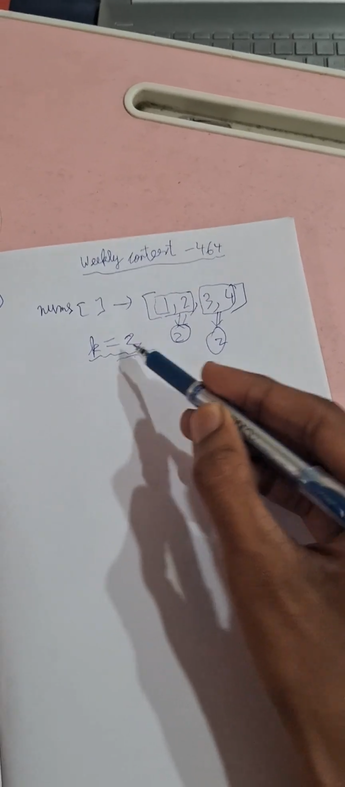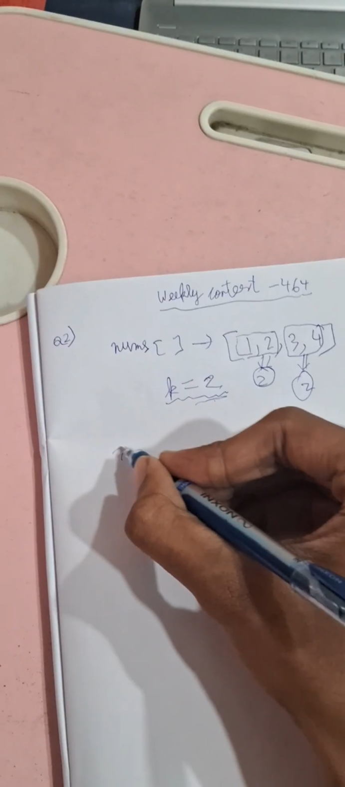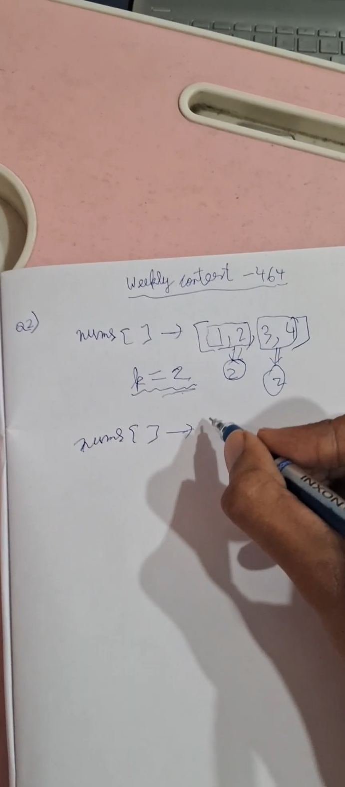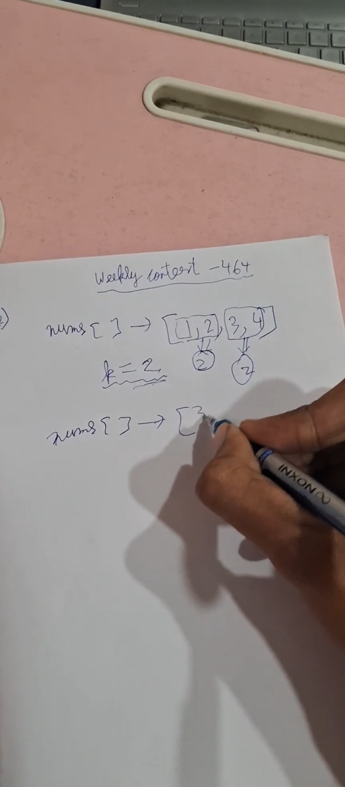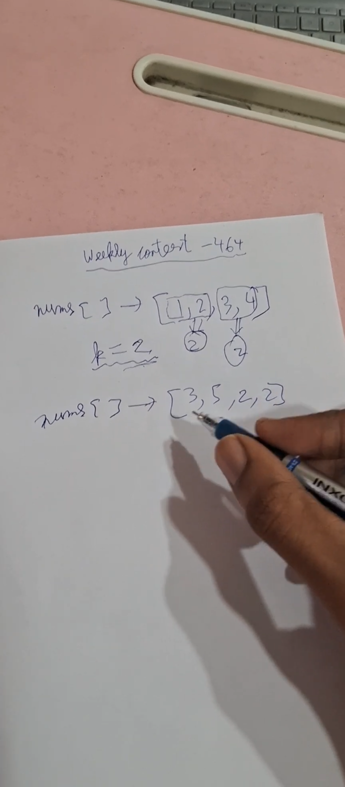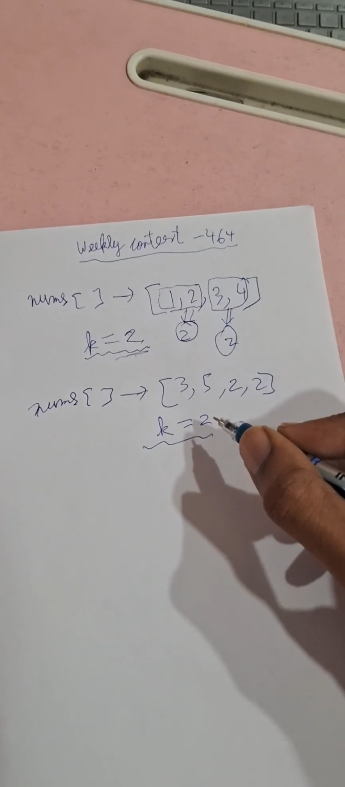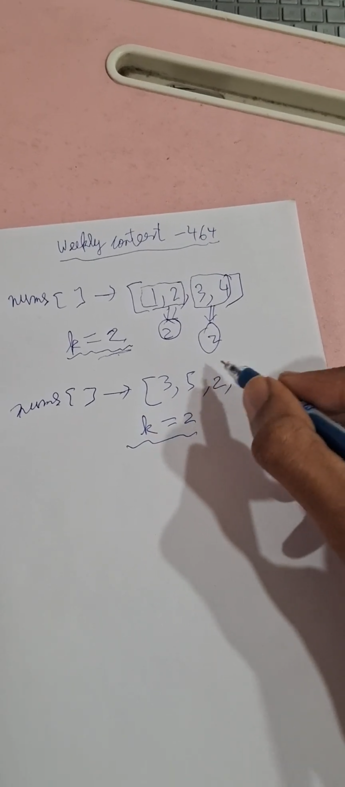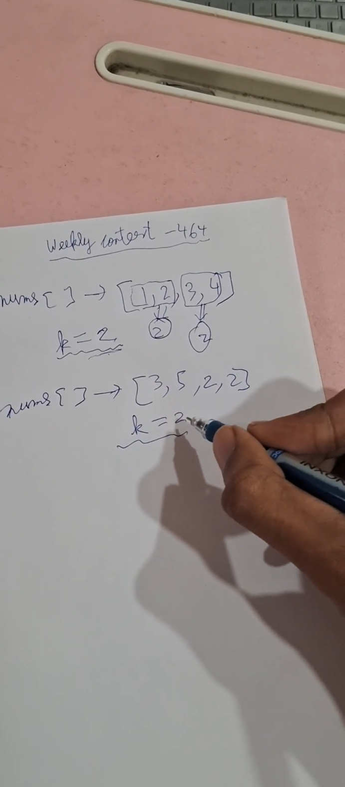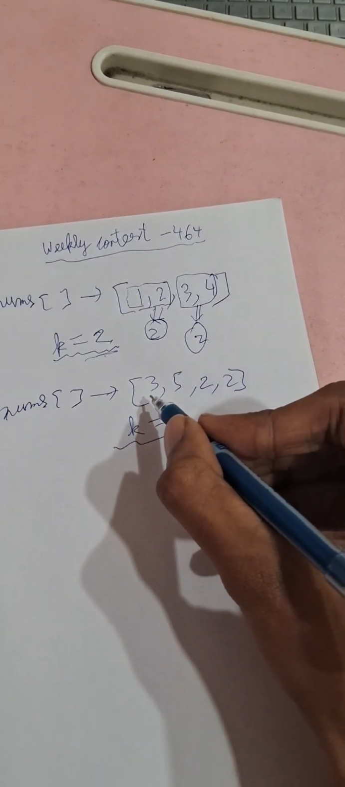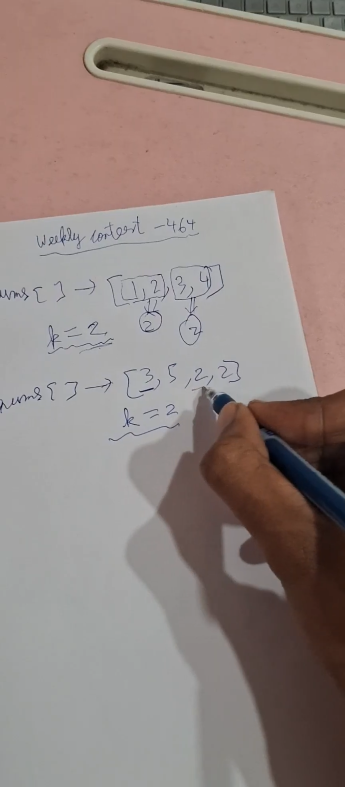Now, it's not that simple as you see. Let me take one more example. Let me have another array: 3, 5, 2, 2. Let me take the same value, k equal to 2. Now how will you group them such that there will be 2 distinct elements in each group? The first grouping that you can identify is, maybe, let us take 3 and 2.